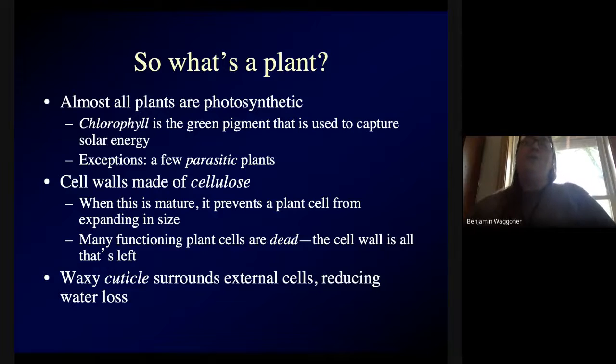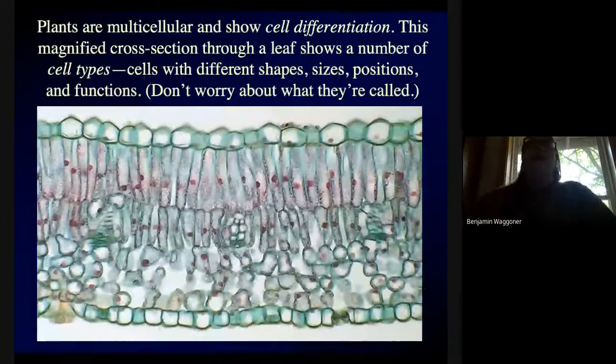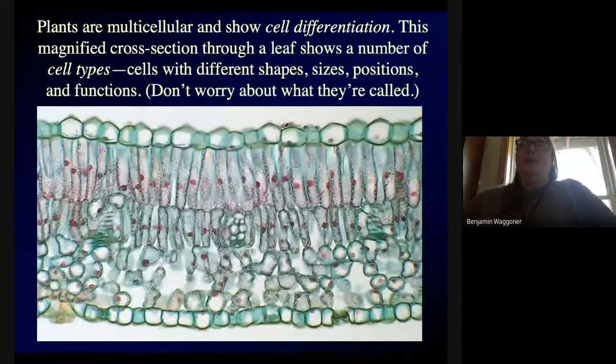But even where it's not as thick, external cells are surrounded with that wax layer, the cuticle, that reduces water that's lost from the leaves. So that is a cross-section through a leaf. That's a slice through a leaf that's been mounted on a microscope slide. And we don't need to worry about everything that you see, except you can see that, first of all, it's made up of cells. Duh.